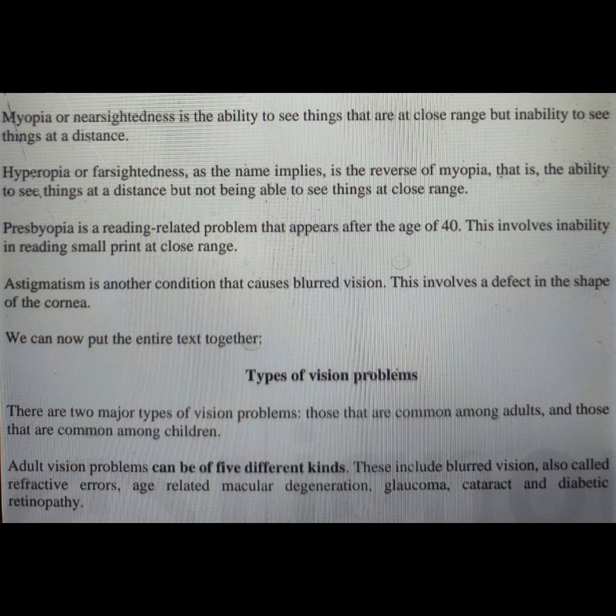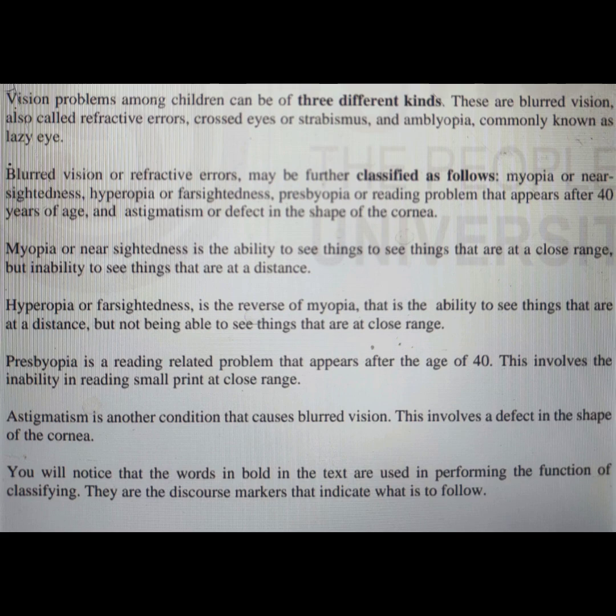We can now put the entire text together. Types of vision problems. There are 2 major types of vision problems, those that are common among adults, and those that are common among children. Adult vision problems can be of 5 different kinds. These include blurred vision, also called refractive errors, age-related macular degeneration, glaucoma, cataract and diabetic retinopathy. Vision problems among children can be of 3 different kinds. These are blurred vision, also called refractive errors, crossed eyes or strabismus, and amblyopia, commonly known as lazy eye.